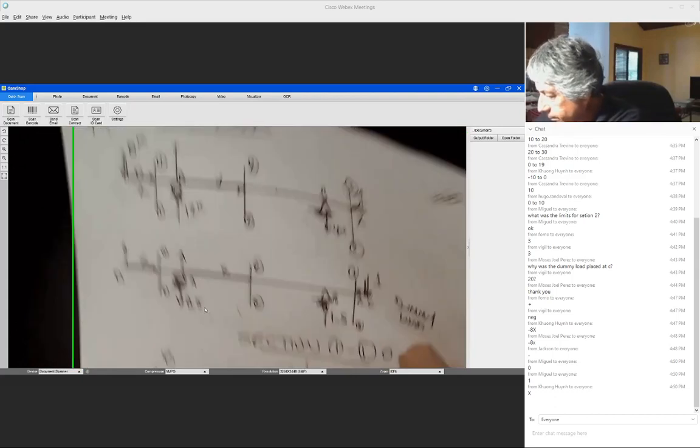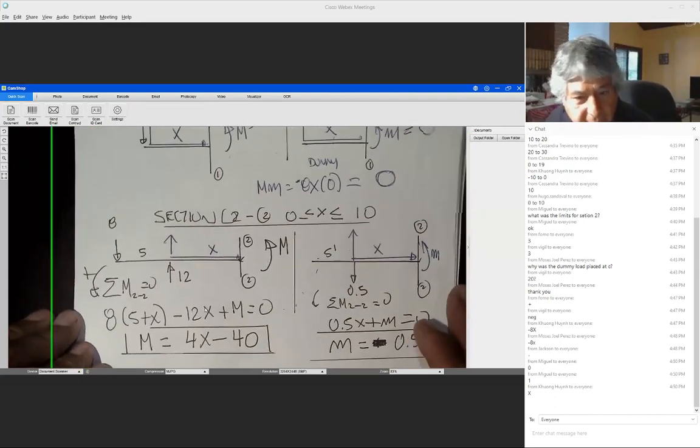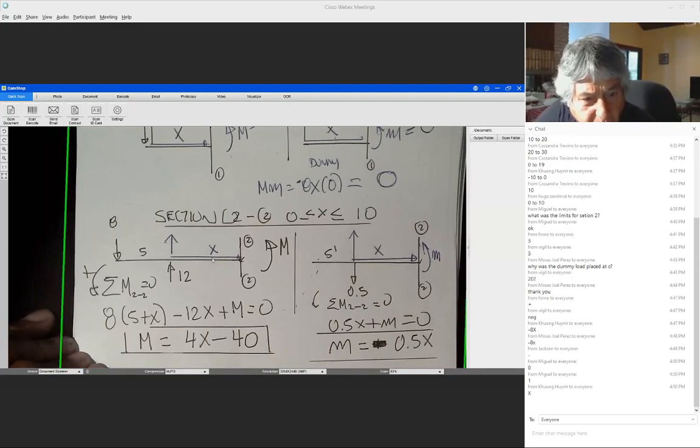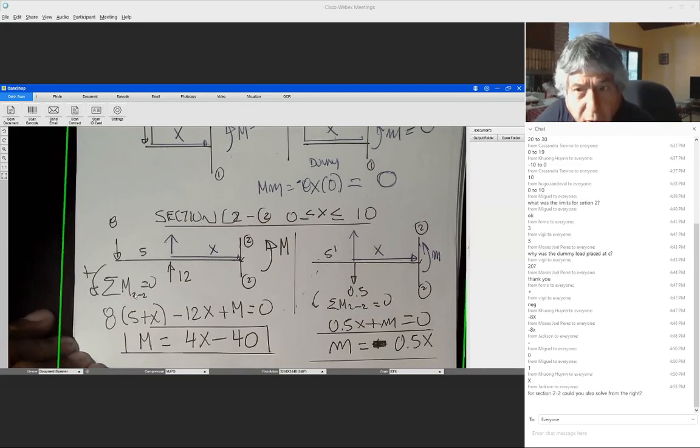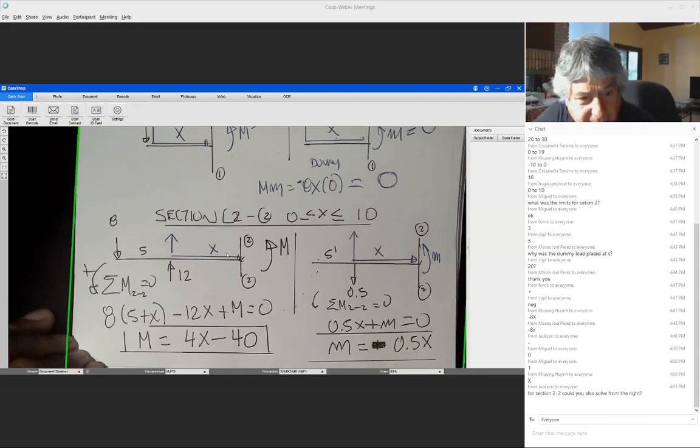This free body, I'm applying moment about 2. Summation of moment about 2 gives me, look, A times 5 plus X minus 12 and X plus M equal to 0. The M equation is 4X minus 40.